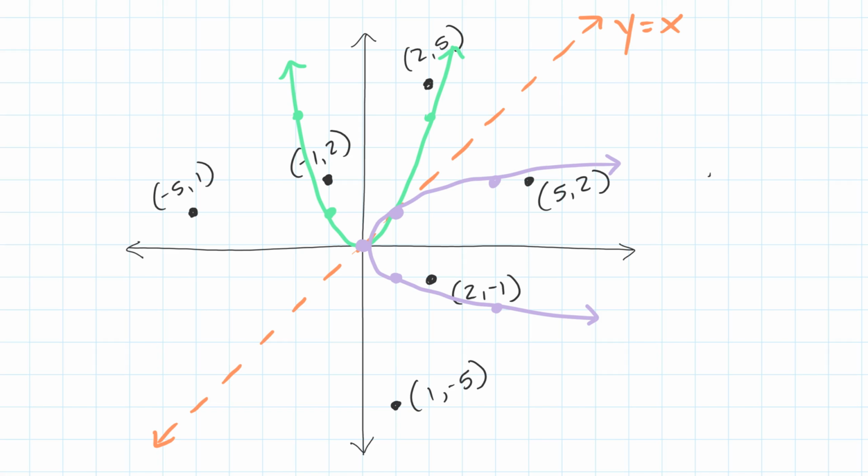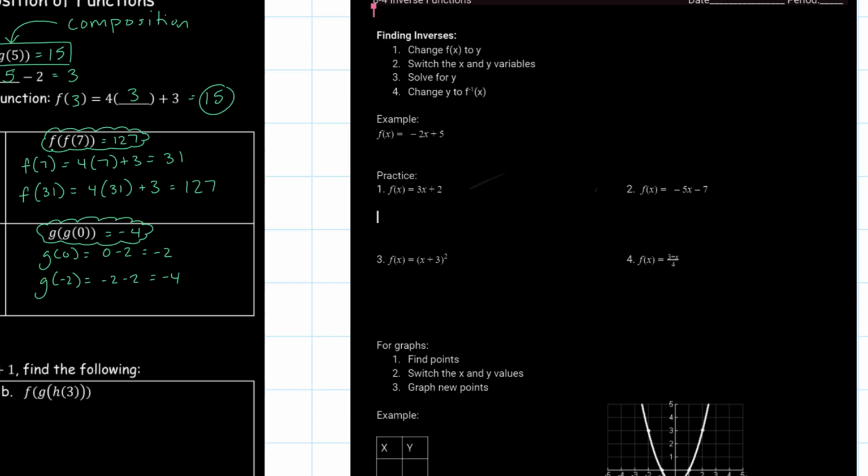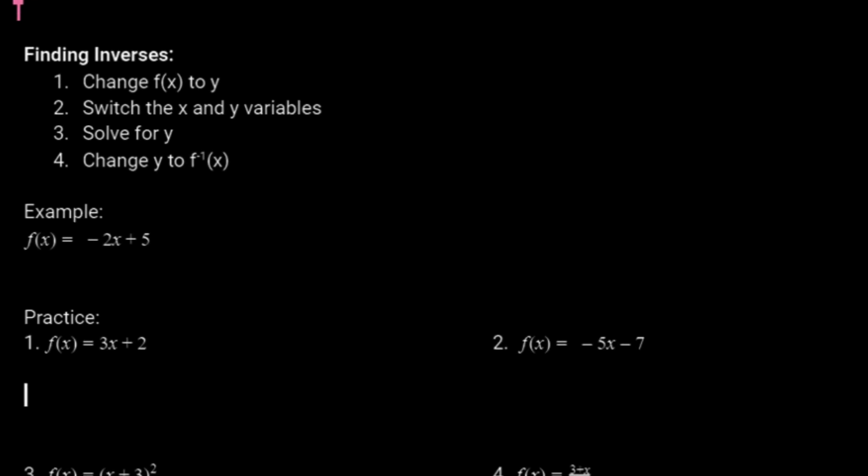So all that we're doing today is, instead of on a graph finding the inverse, we're finding the inverse algebraically. Okay? Now, what did we do to find the inverse points? We flipped the x and y. The exact same concept applies algebraically, okay?